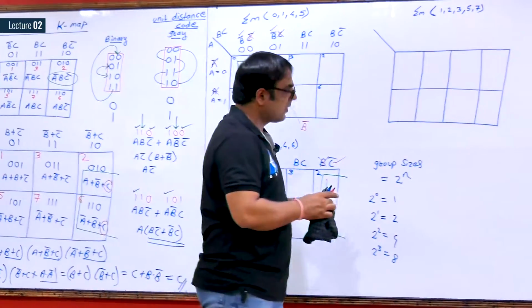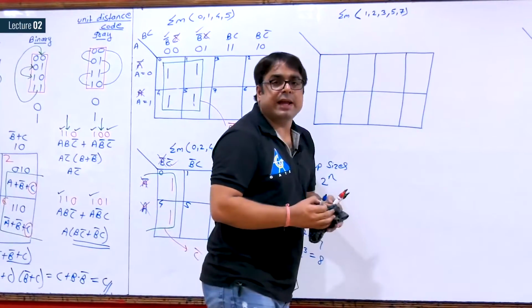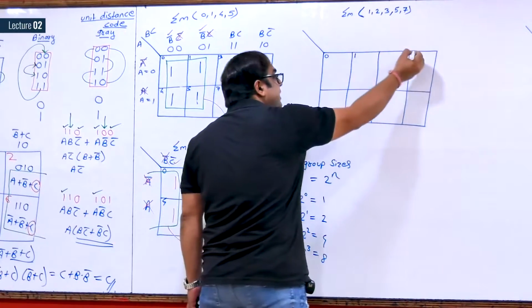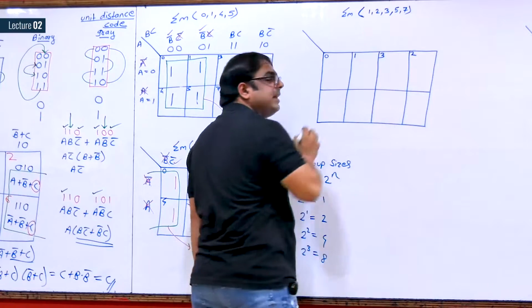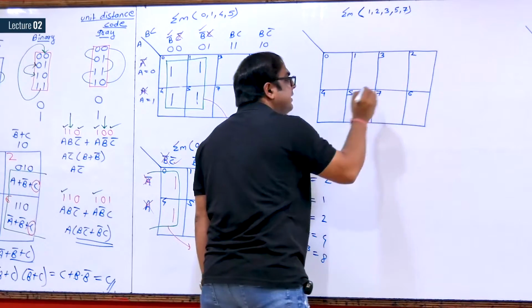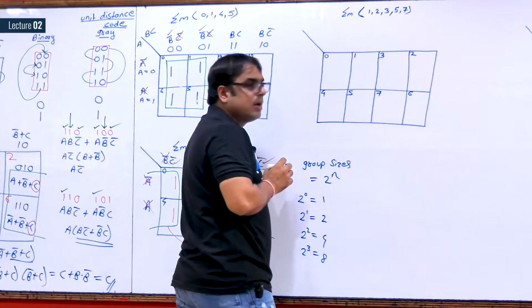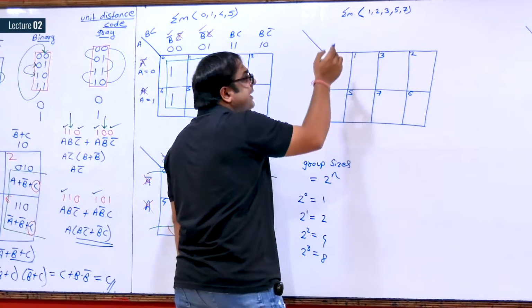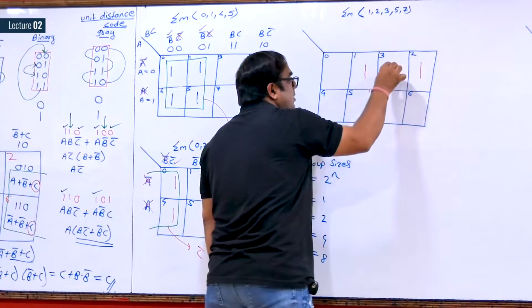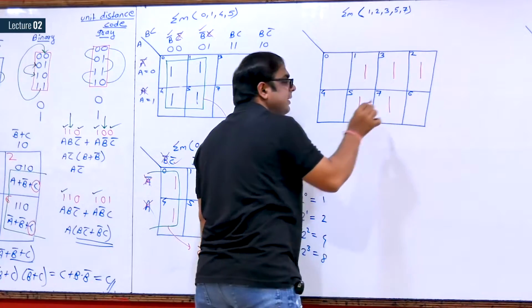Let us come to the next one. First of all, let us again give the cell numbers. Cell number 0, cell number 1, cell number 2 in the last, 3 in the second last, 4, 5, 6 in the last, 7 in the second last. Min terms 1, 2, 3, 5, 7.